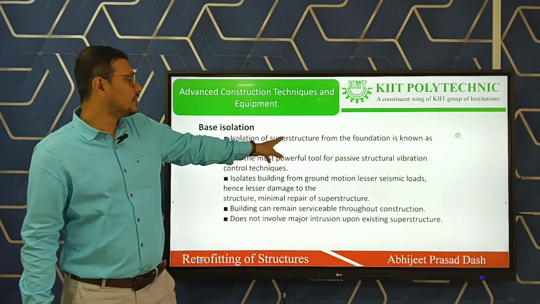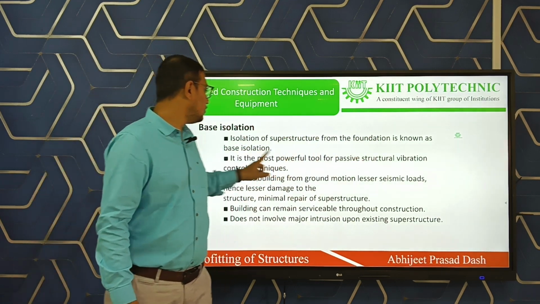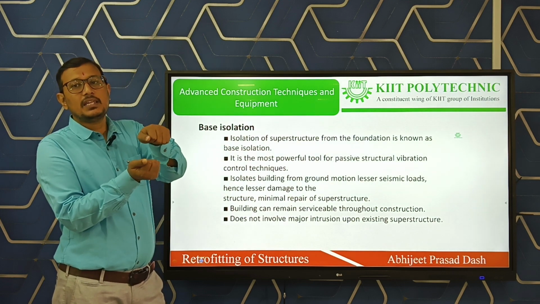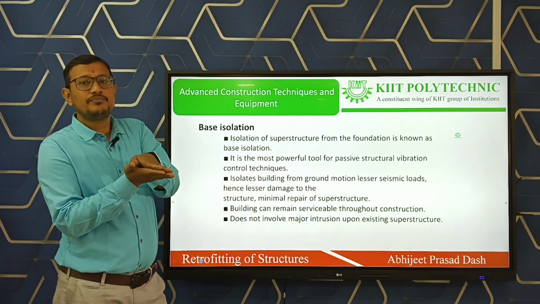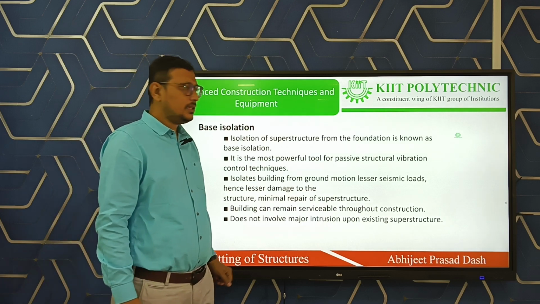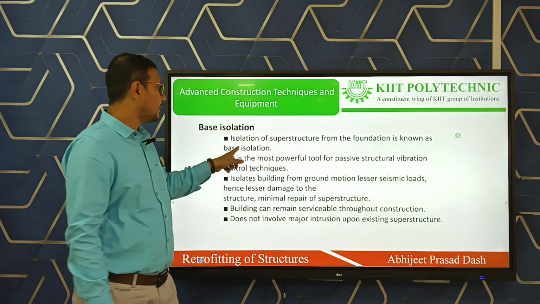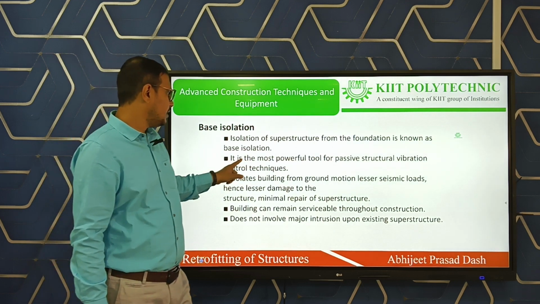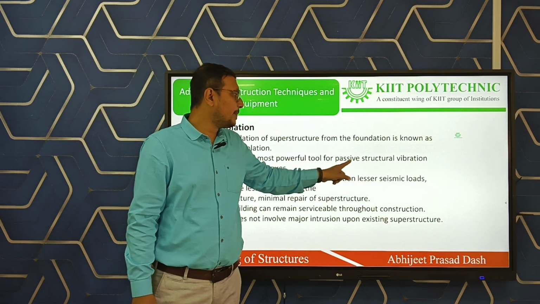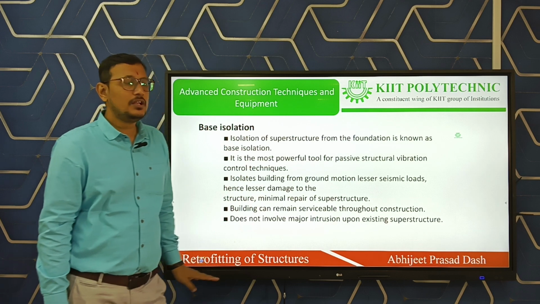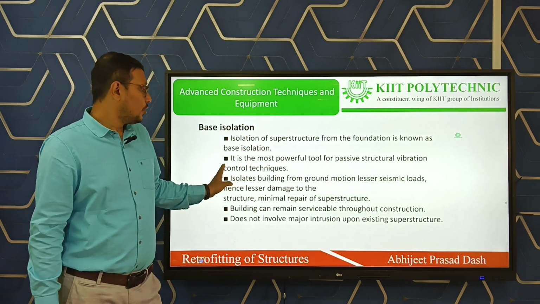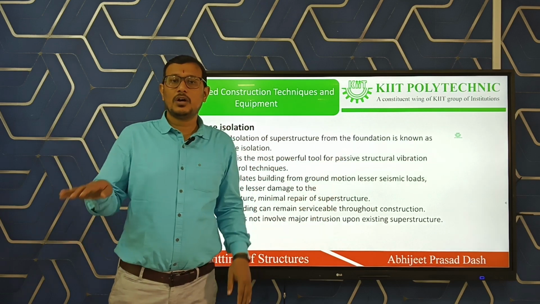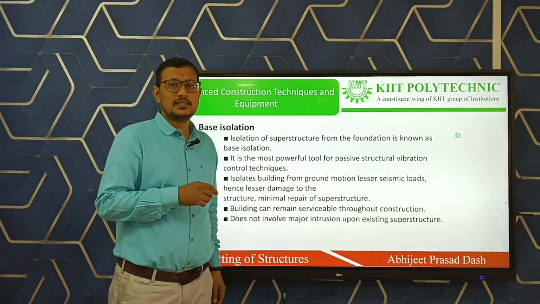Isolation of the superstructure from the foundation is known as base isolation. We are just making the superstructure and substructure different from each other, isolating the superstructure from the substructure. It is the most powerful tool for passive structural vibration control techniques. The structural vibration comes while the earthquake is there.